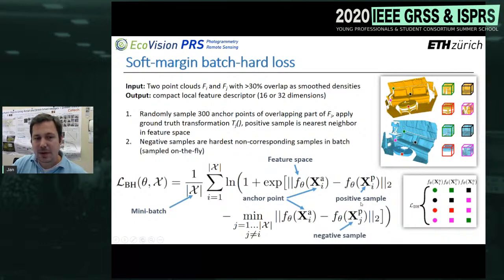Then we also, and this is the batch hard part, try to push away the negative samples as much as we can. We take the negative samples that are hard, the hardest non-corresponding samples, which means we want those points of the second point cloud that look the most similar to those ones here in the first one, and we want to push them as far away as we can in feature space. This is what is shown here. Those are the negative ones, those are the positive ones, and those are the anchor points.